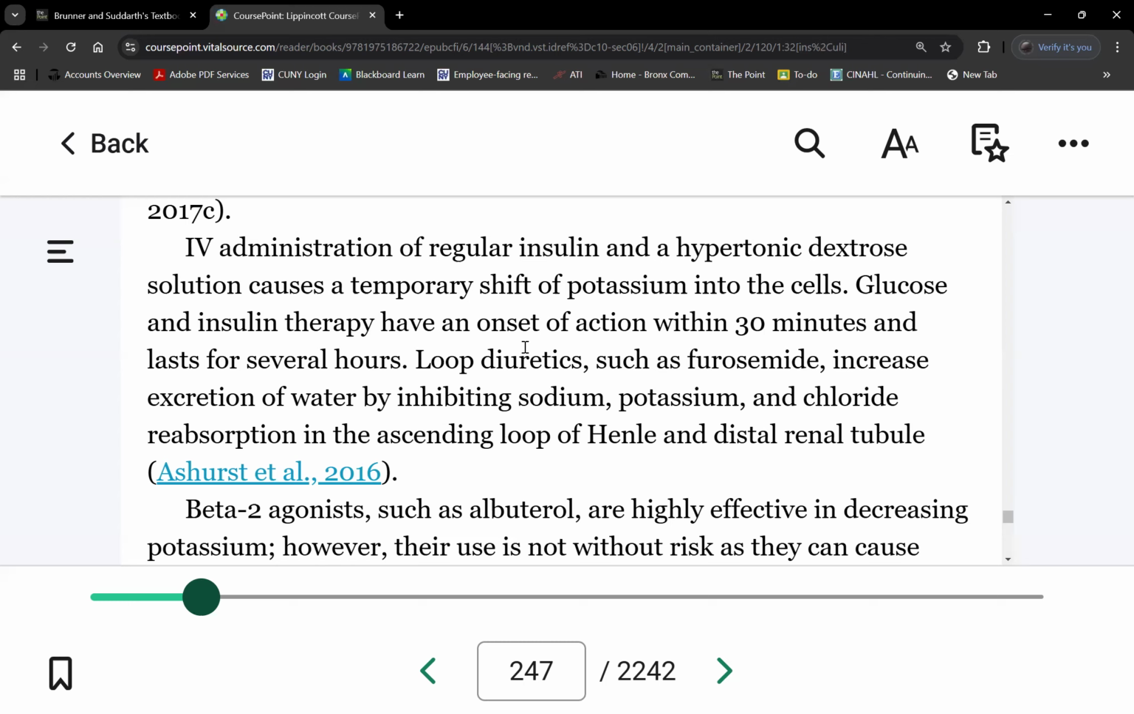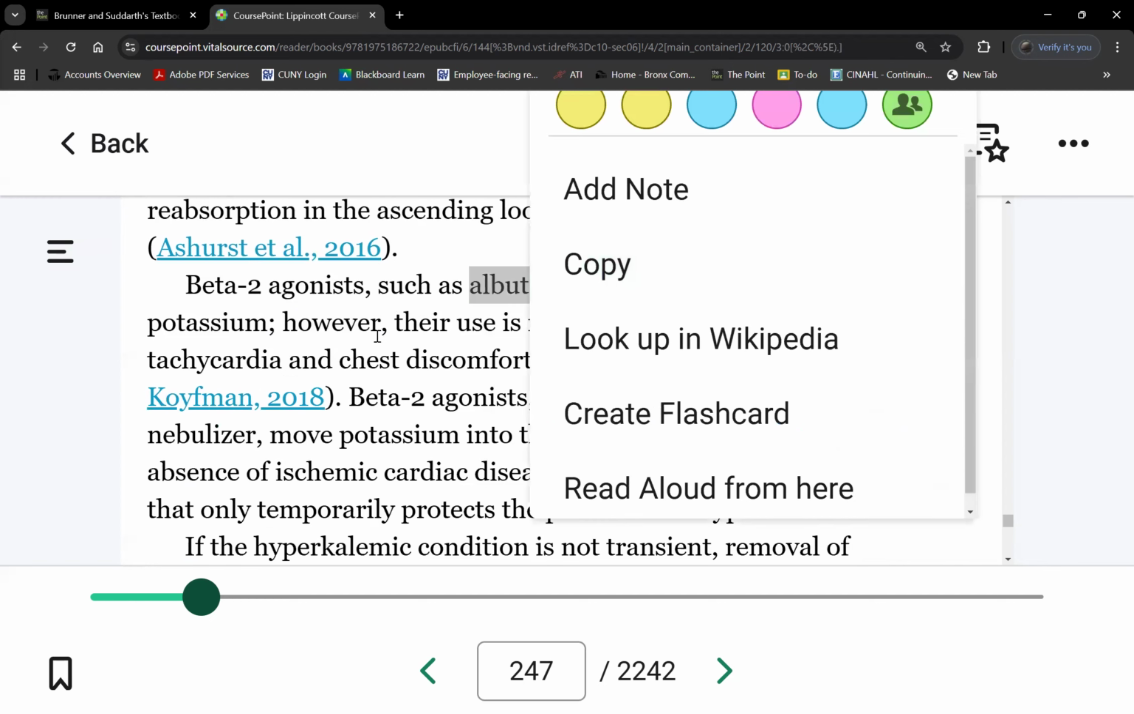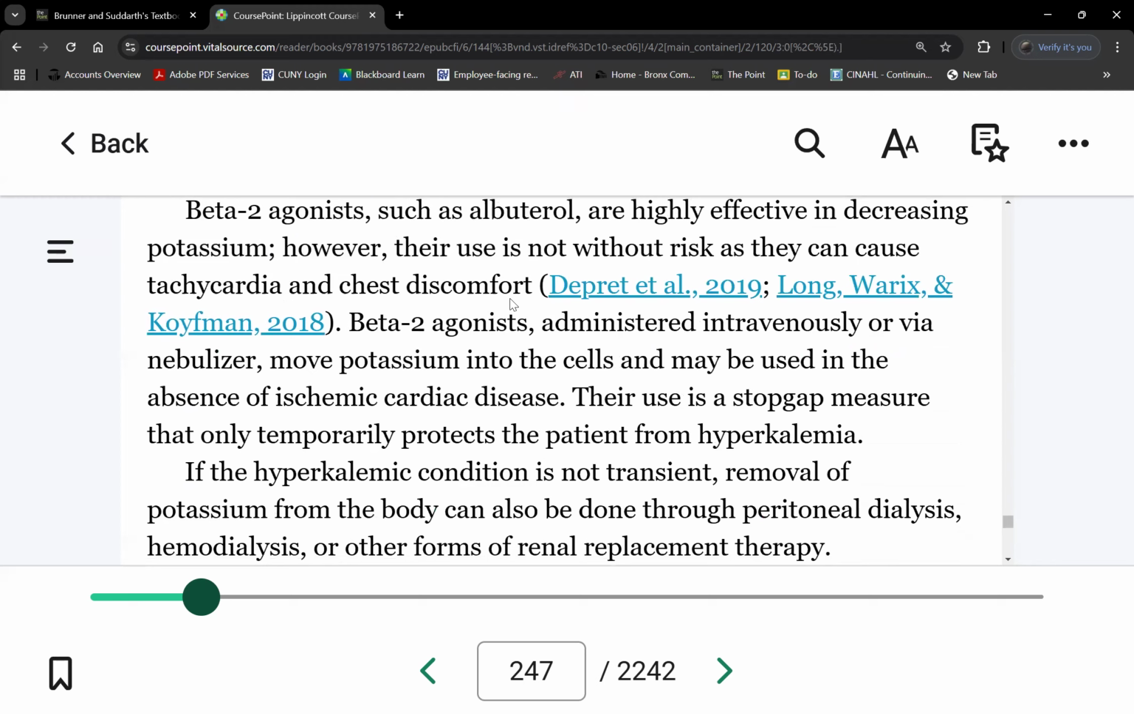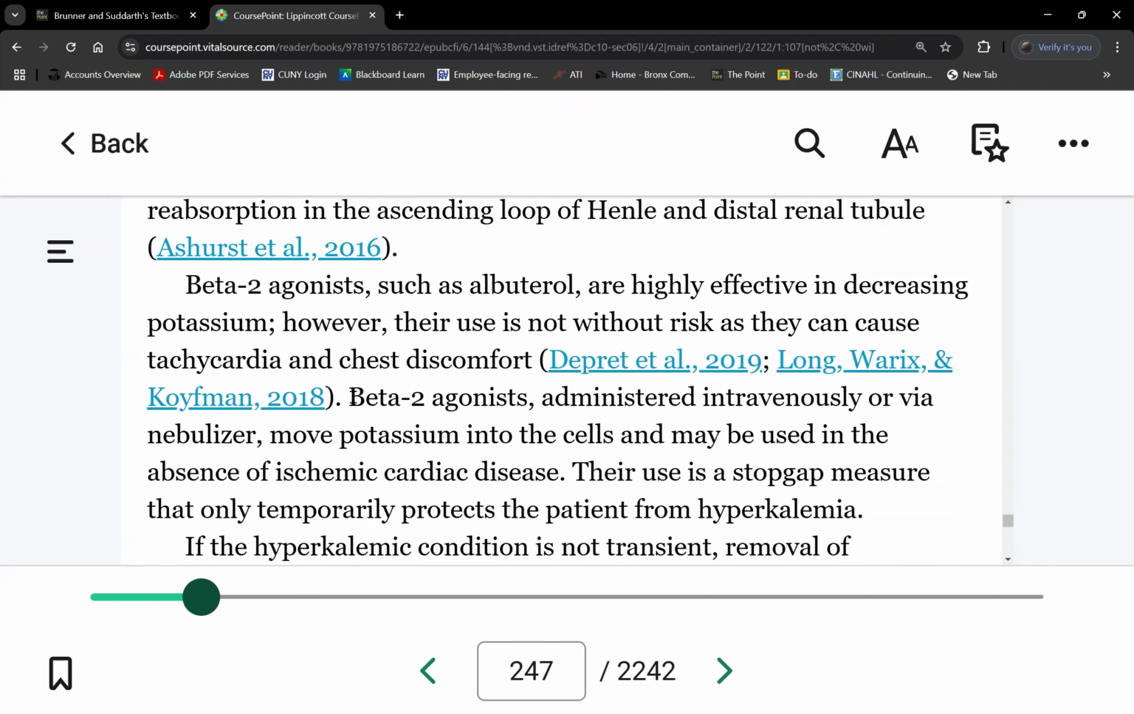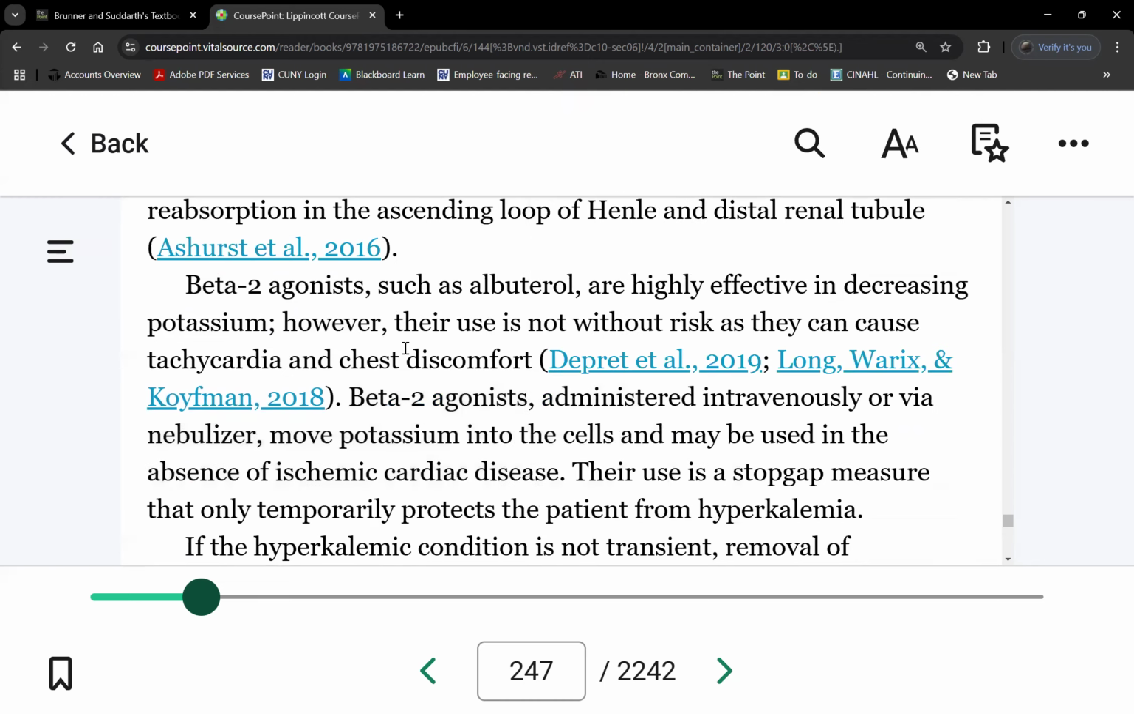calcium chloride or calcium gluconate, sodium bicarbonate, regular insulin with dextrose, or let's say diuretics. There's one more. You can give albuterol. So what does this do? It shifts the potassium as well. So when given IV or nebulizer, you can give this.